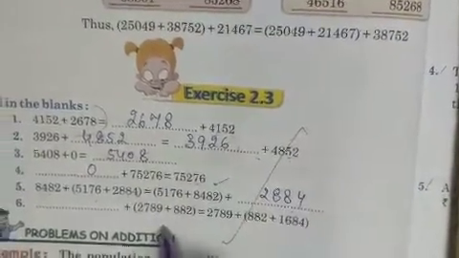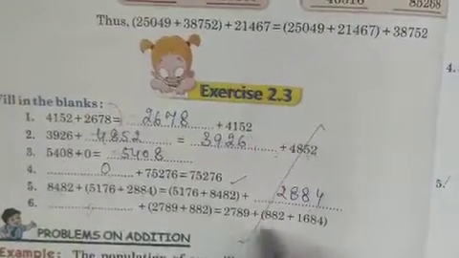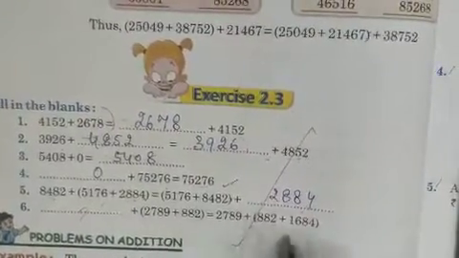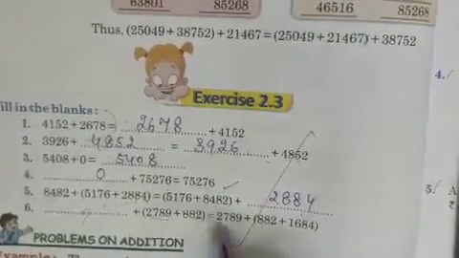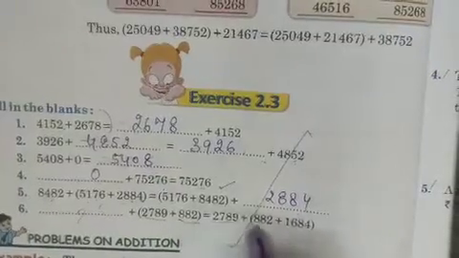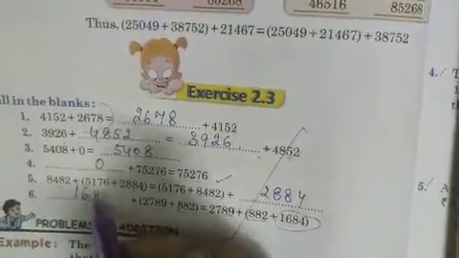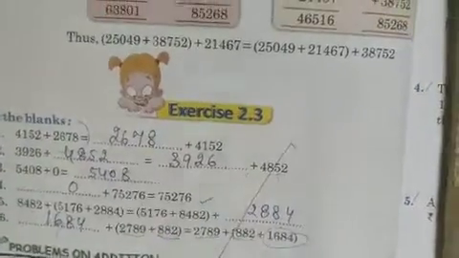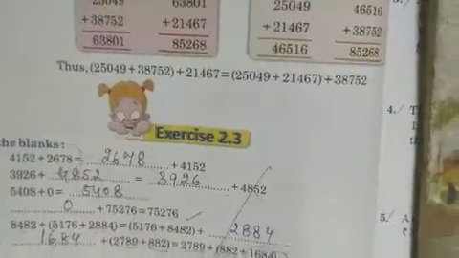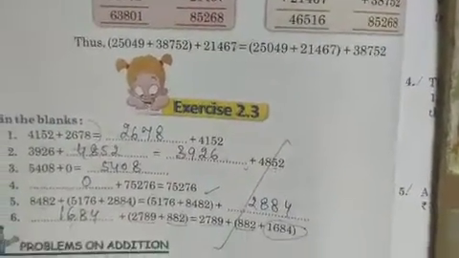Now come to this side. Here also a number is missing, and we have to compare both the sides. Now 2789, 2789, 882, 882. So this number is missing here. So we'll write here 1684. So children, this is all about exercise 2.3.